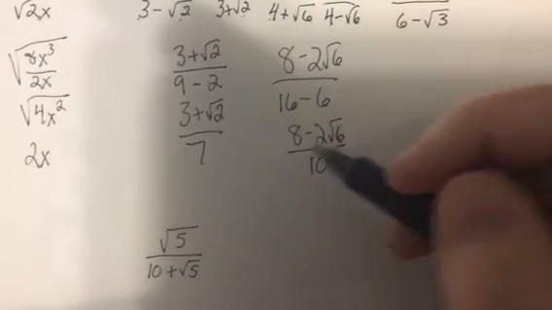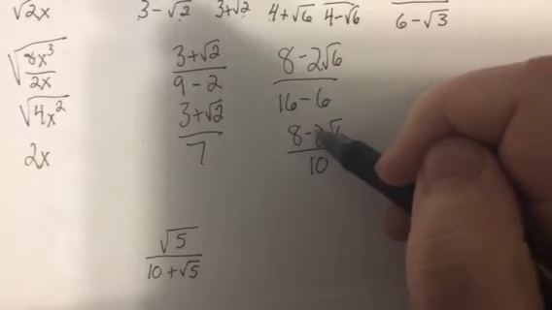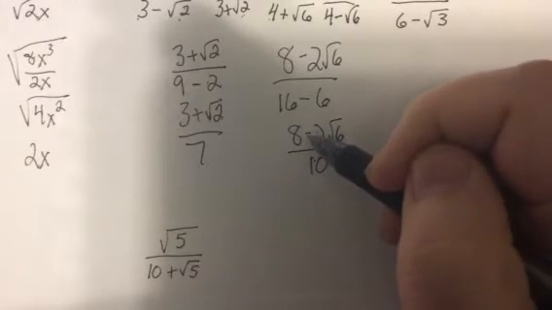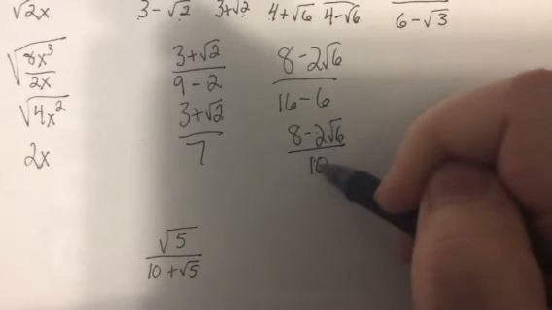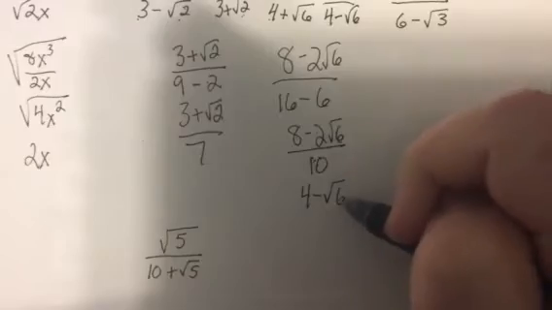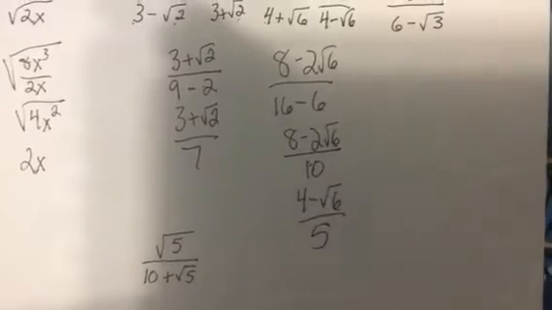But wait a minute. Is there a number that goes into all 3 terms? And you would say yes. So if it's a plus or minus, it has to go into all 3. And 2 goes into all 3, so it'd be 4 minus square root of 6 over 5.